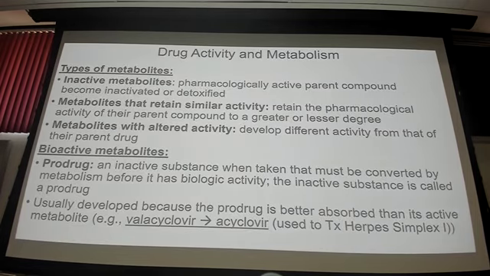And in terms of drug activity upon metabolism, you have inactive metabolites, metabolites of drugs that retain the same activity, and also drugs that have increased activity upon metabolism. And then you have prodrugs. We talked about the example of valacyclovir. I misspoke. I said it was for HIV. It was for herpes simplex 1. And once it is metabolized to acyclovir, that is the active drug.